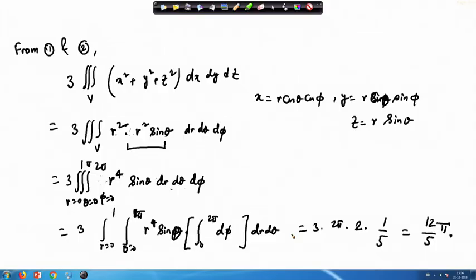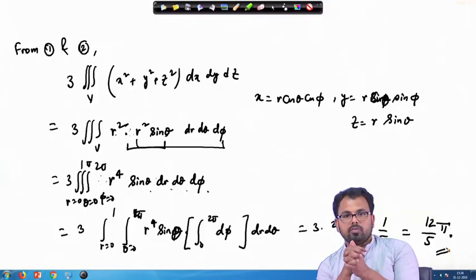So, this is our volume element, and that is the function we are getting from this x square plus y square plus z square. So, altogether this is r to the power 4, this is sin theta dr d theta d phi, and the limit for r is 0 to 1, for theta is 0 to pi, and phi is 0 to 2 pi. Then when you integrate, you obtain the value of this surface integral. So, that is how we use the Gauss divergence theorem.